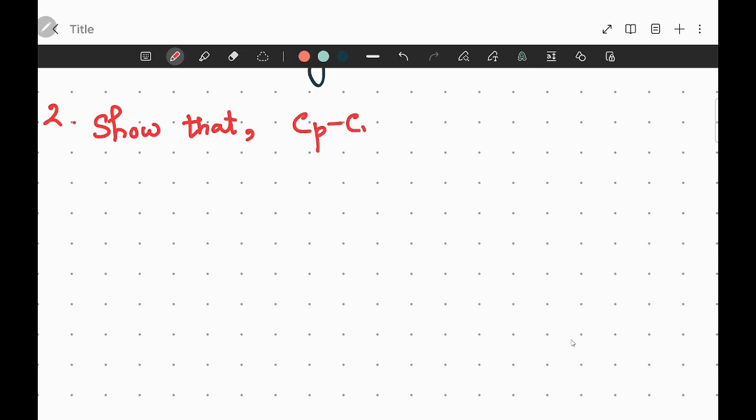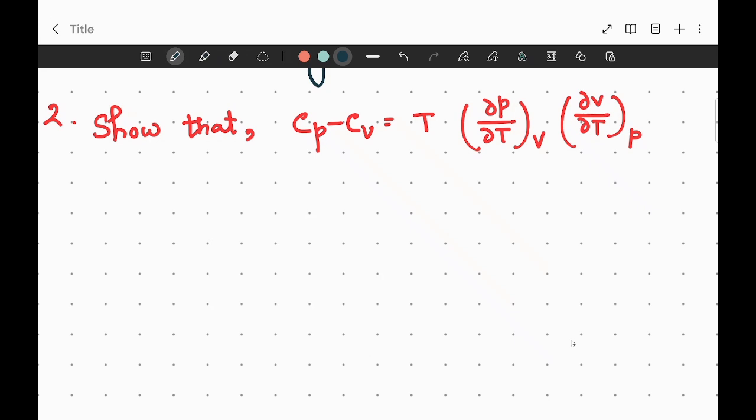So Cp minus Cv is this. This is the general relation. It's valid for all gases. So how can you prove it? It is from pure classical thermodynamics, not statistical thermodynamics, but we have to do it. This is one form.